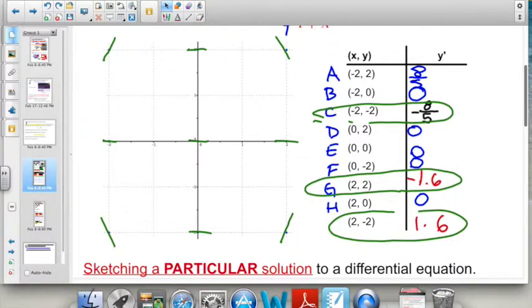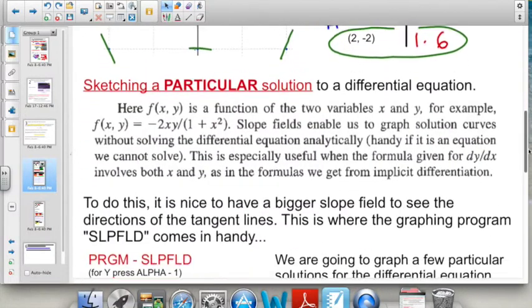Okay, so we're going to do this slope field on our calculator and throw that picture in, to get a better picture. And so instead of going out just to 2 in both directions, we're going to go all the way out to about 5 in both directions. So this is how that slope field program works.